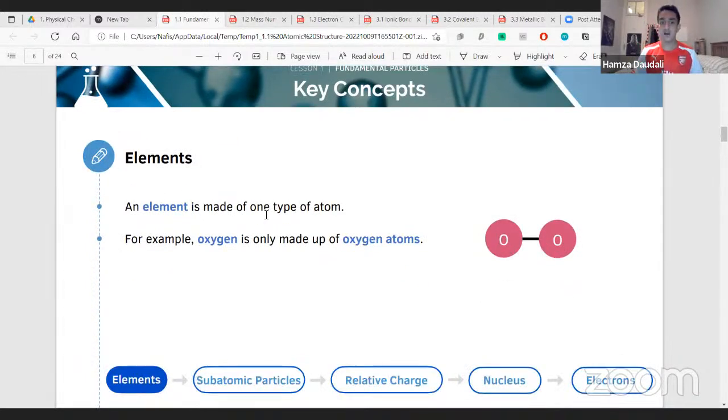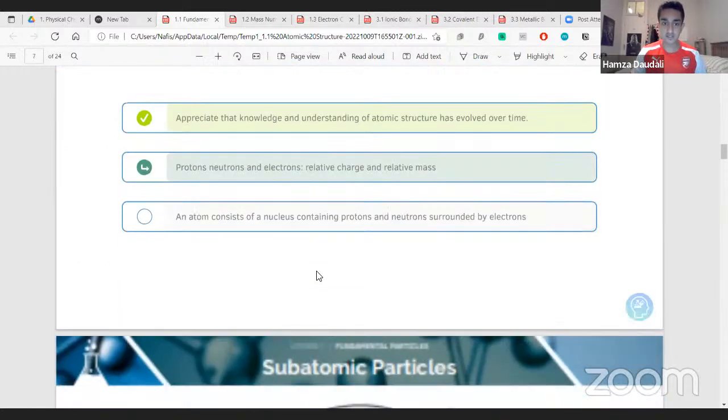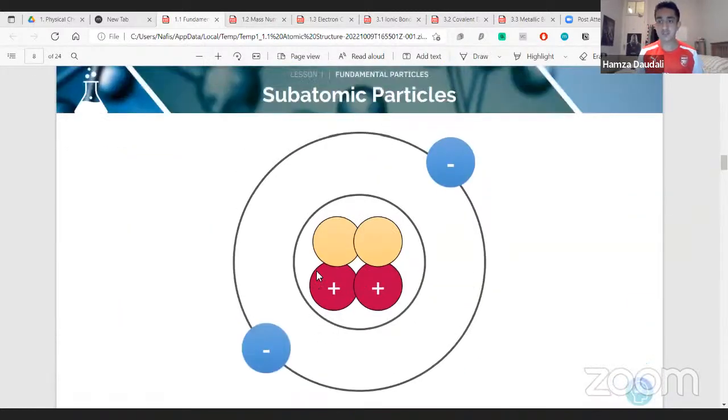So elements are basically groups of one type of atom. For example, oxygen, the element, is only made up of oxygen atoms. Now, with elements, we thought that that was kind of it. We were like, okay, elements represent all that there is that we know. And then scientists went further and discovered subatomic particles. So subatomic particles are the constituent building blocks of elements.